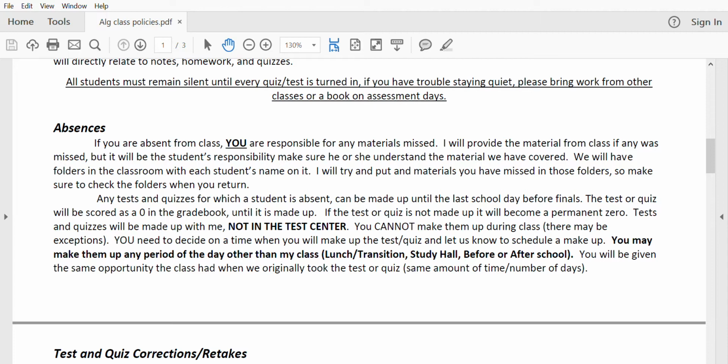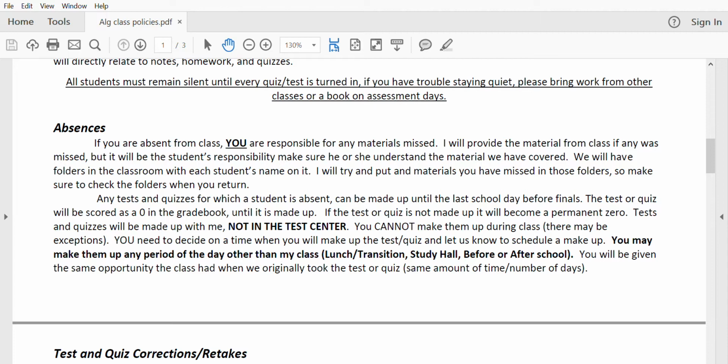Now, if you actually are absent for a test or a quiz, notice in big bold letters, not in the test center. I do not put stuff in the test center. Talk to me. I will schedule a date for you to do a retake of that test or that quiz, and then I'll write you a pass, and then you'll come to wherever I am. If I happen to be teaching a class, we'll put a desk in the hallway, and you can take that test out in the hallway.